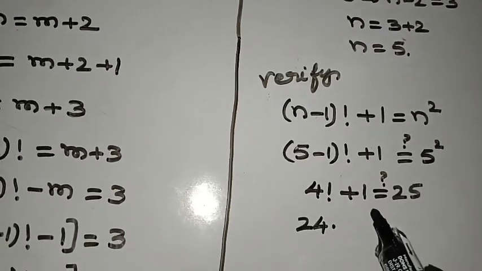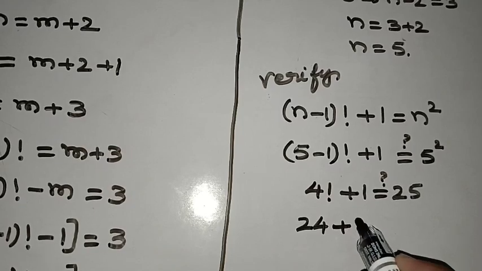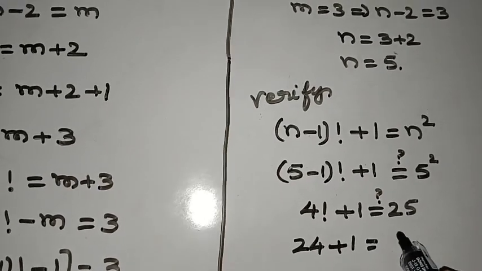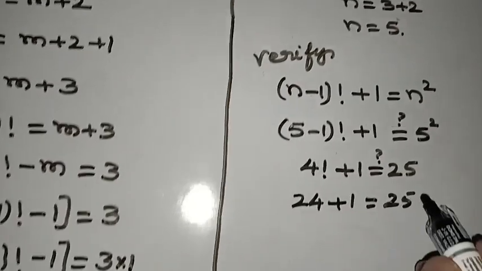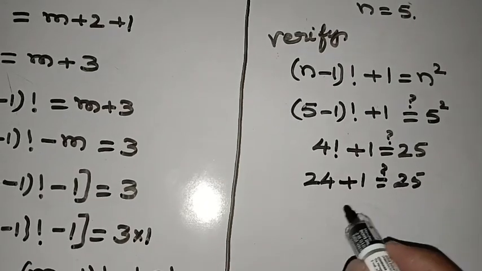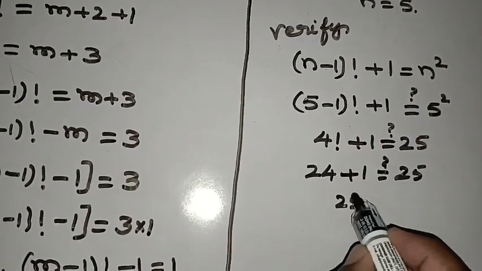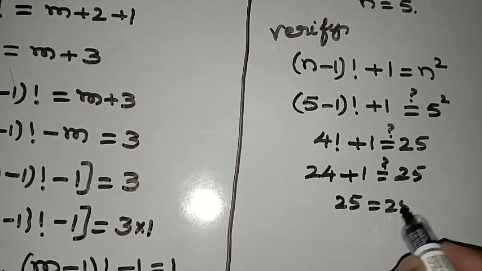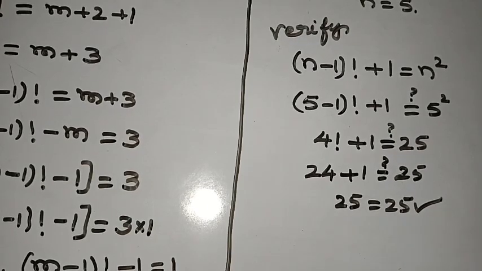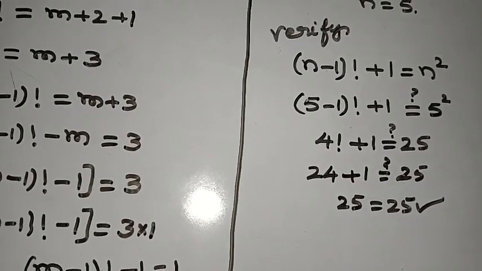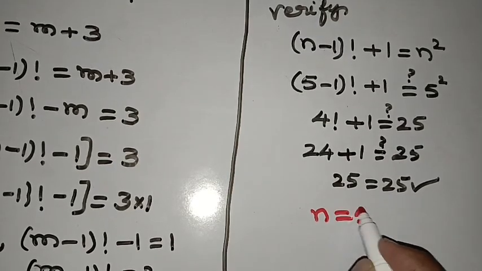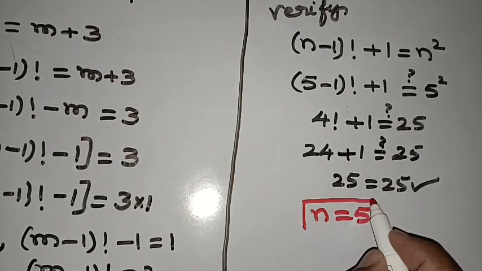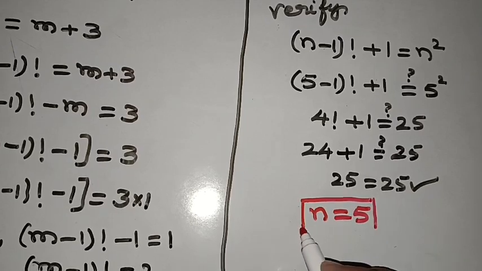So 24 plus 1 is equal to 25. And it is very clear, 24 plus 1 is 25, and 25 is equal to 25 is true. So the solution we have got is n is equal to 5. I think really it is an interesting problem.